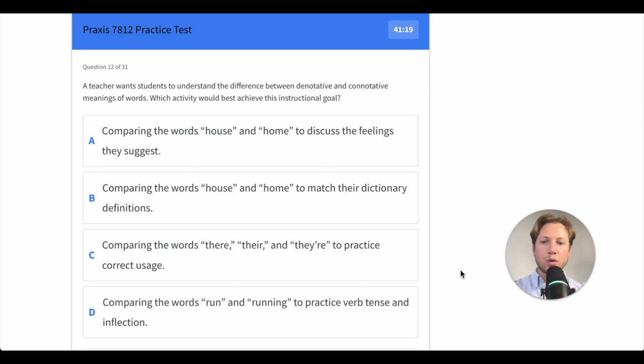Let's keep going. Question number 12 asks, a teacher wants students to understand the difference between denotative and connotative meanings of words. Which activity would best achieve this instructional goal?